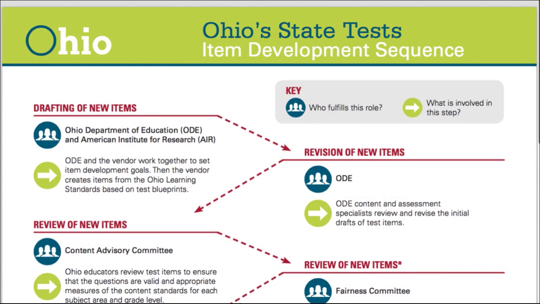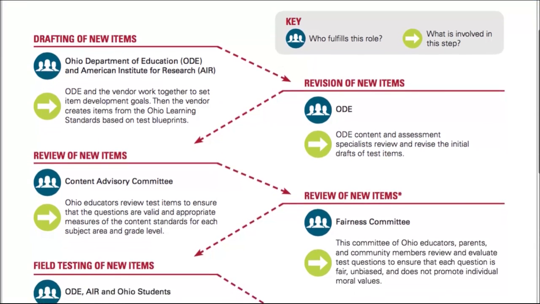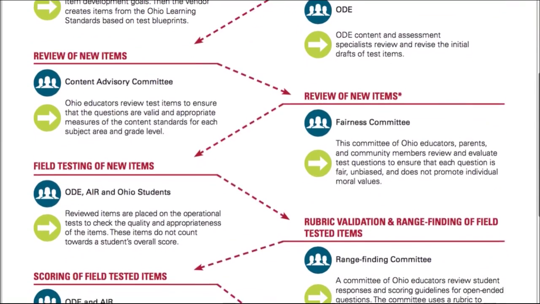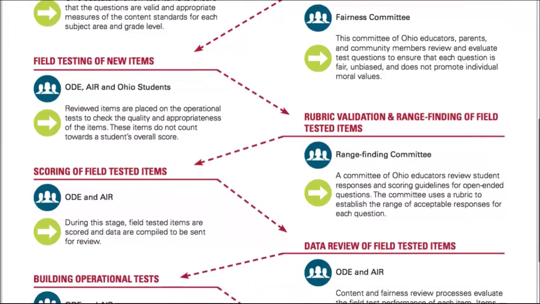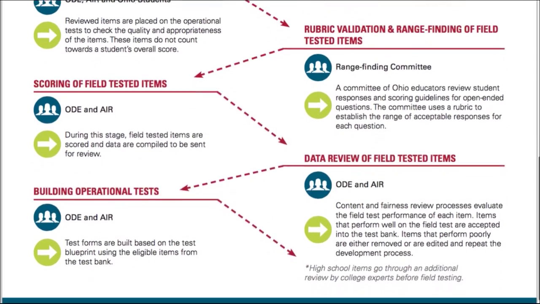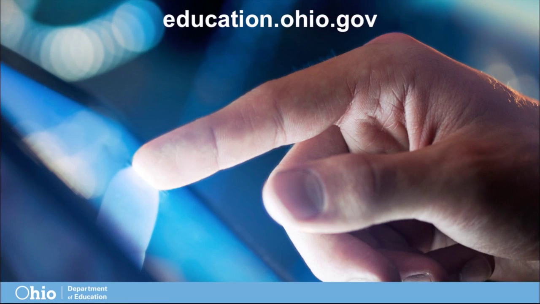The entire development process, from start to finish, is shown here in the graphic. This document is available for download on the department webpage. If you have any additional questions about the assessments or the development process, please contact the Ohio Department of Education. Content information and topics of expertise are available on the department webpage.